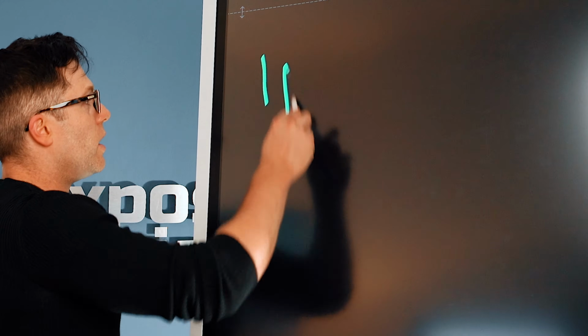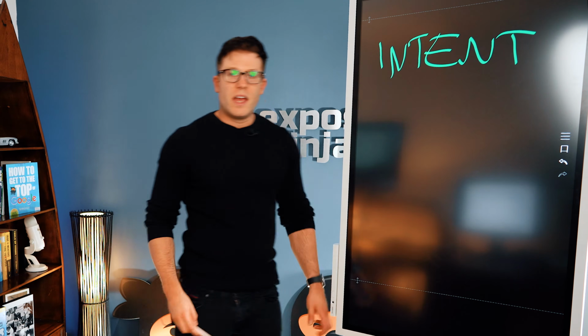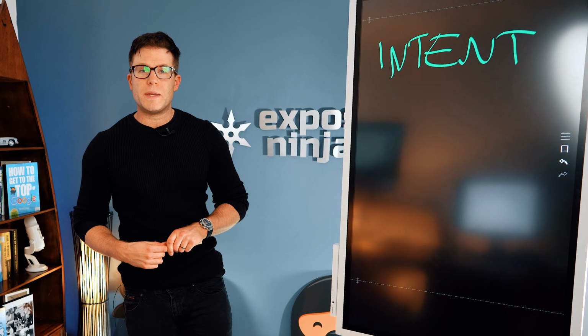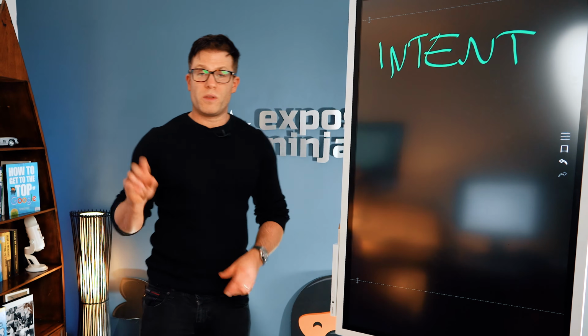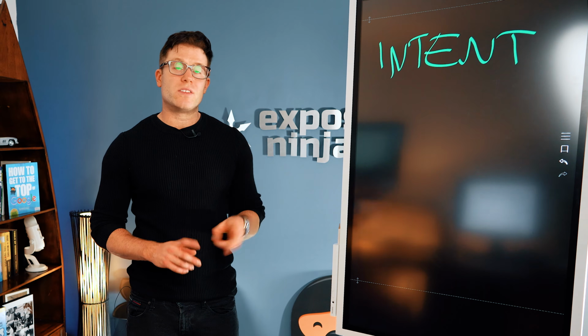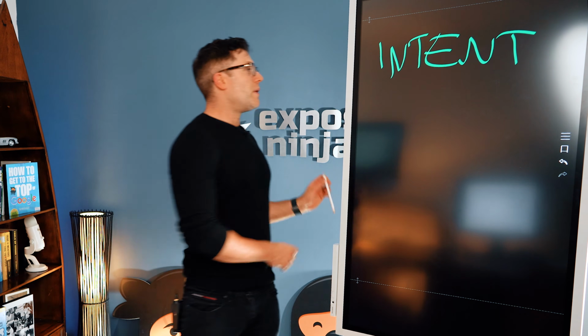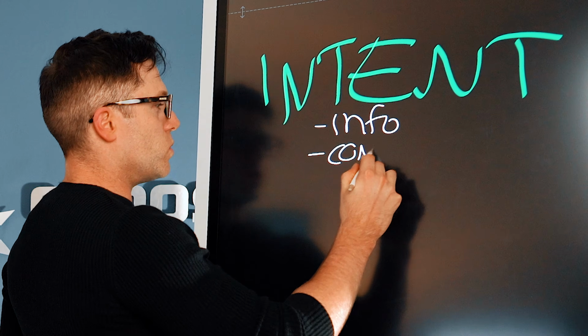The first component, or the first thing to understand really, is intent. Intent is so important with PPC, because when you're choosing which keywords to advertise against, you've got to be conscious that there are many different types of intent for searchers, but there are two real main types of intent. You've got informational searchers, and then you've got commercial searchers.